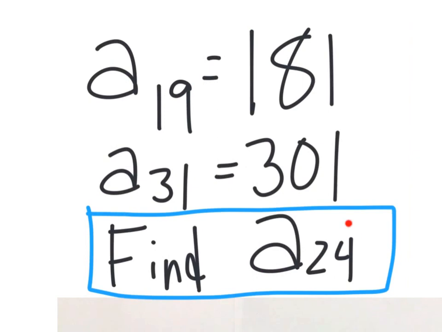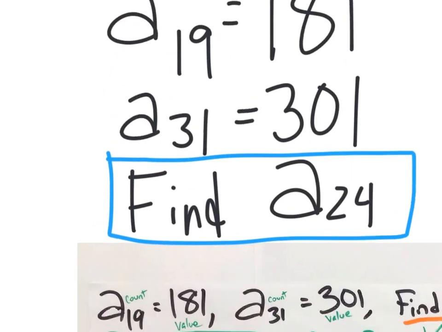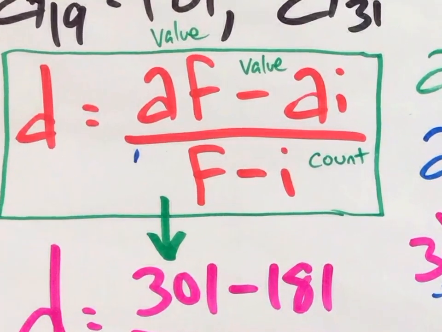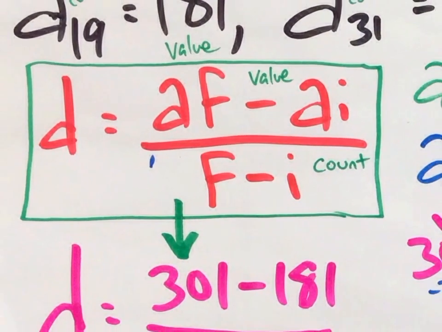What do we do? Well, we need to find the 24th term of a sequence, but we're only given the 19th term and the 31st term. Well, we're going to use actually a new formula. What is that formula? That's going to be the difference over a sub f minus a sub i over f minus i. So this is a sub final minus a sub initial over final minus initial.